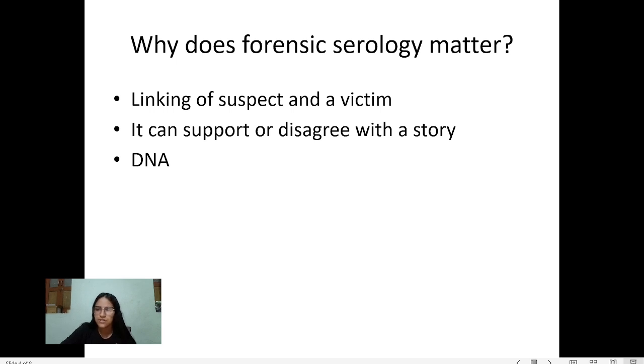Forensic serology also helps to prioritize what to send for DNA analysis. As we all know, DNA analysis is very costly, and every single piece of evidence from a crime scene cannot be sent for DNA analysis. For this, we need to know which evidence is to be prioritized, which evidence can actually prove that this DNA belongs to a particular person. These things should be known before we send the sample for DNA analysis.